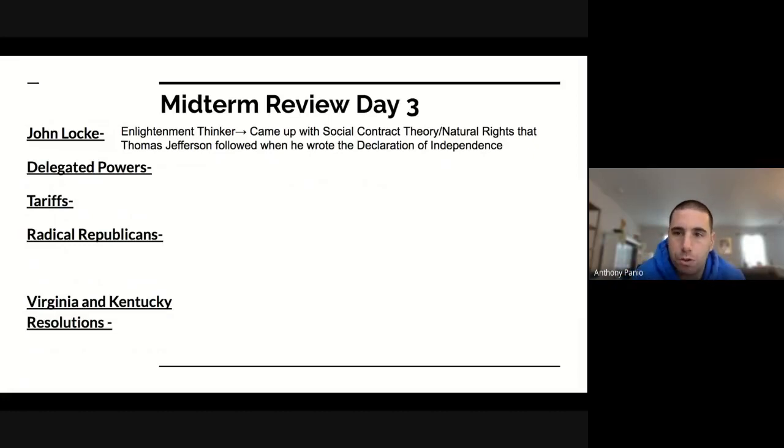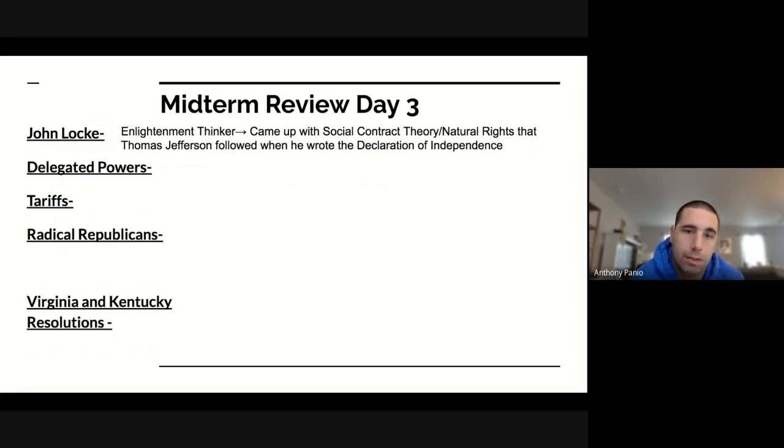He came up with the social contract theory, which was basically that the people had to keep a close eye on their government, and if their government wasn't doing a good job, they needed to overthrow it and start a new government. And he also came up with the idea of natural rights, that no matter who you were, where you're born, if you're poor, if you're rich, if you're white or you're black, everyone should have rights that the government can't take away.